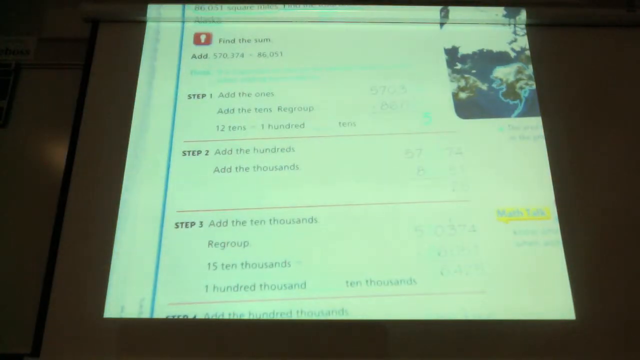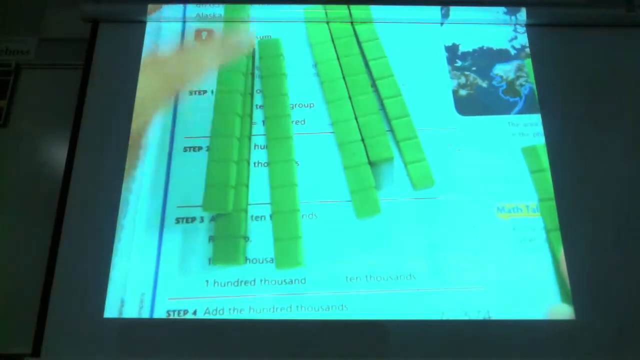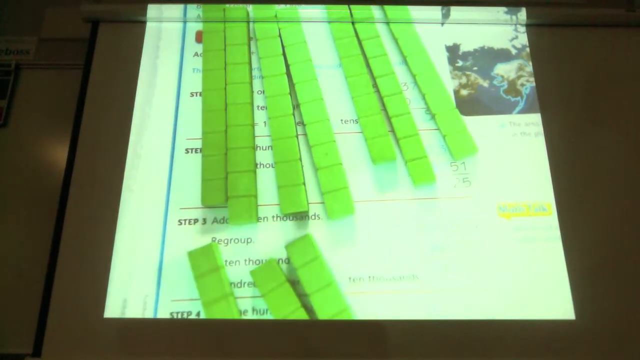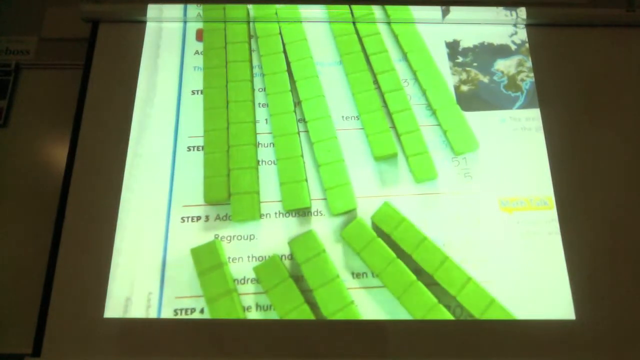Instead, I should be putting 7, 2, 4, 6, 7, and then 5 more of these. And now how many tens do I have? I have 12 tens. I don't have 12 ones. I have 12 tens. When I regroup these, what am I going to regroup them to?